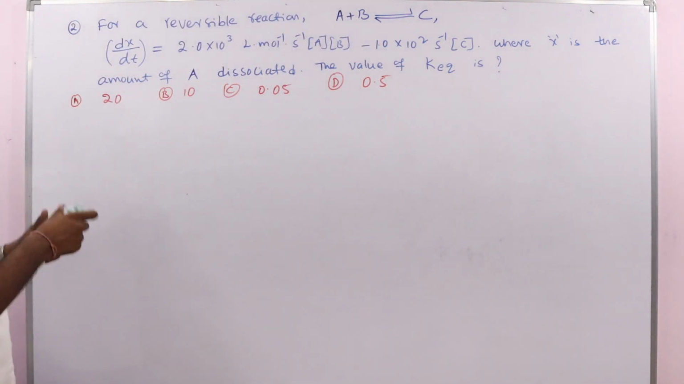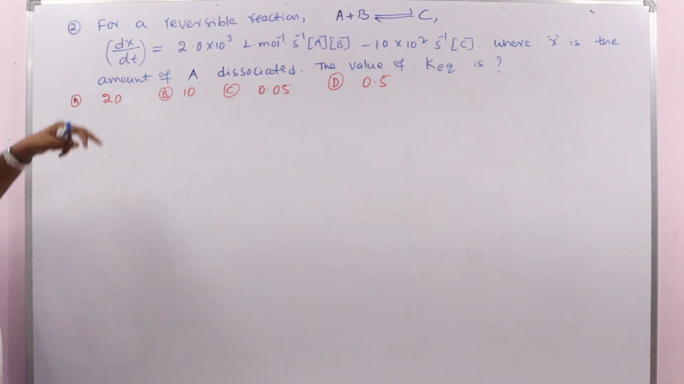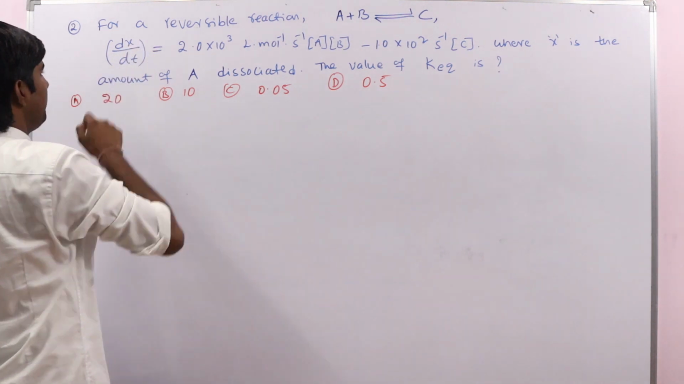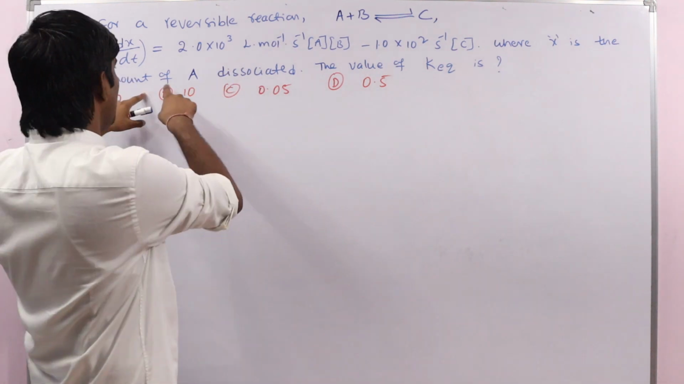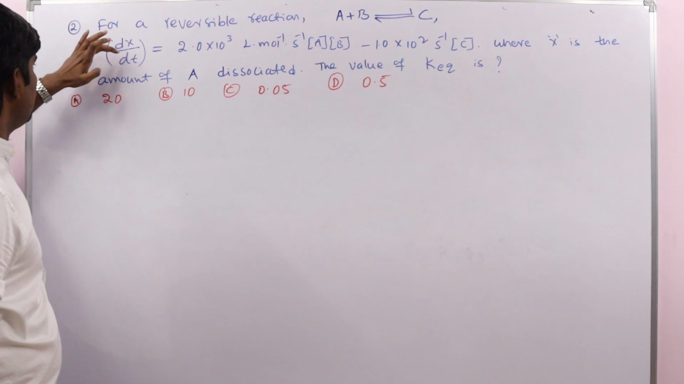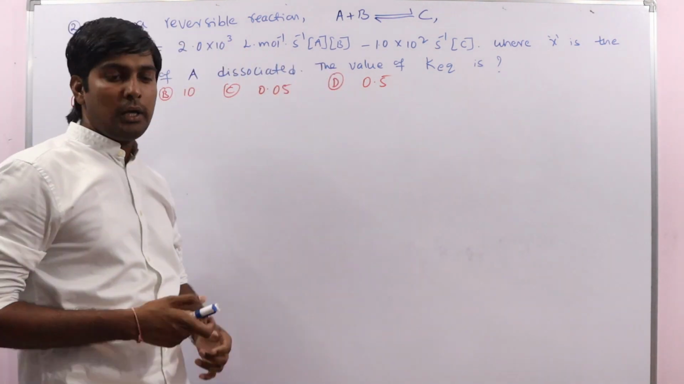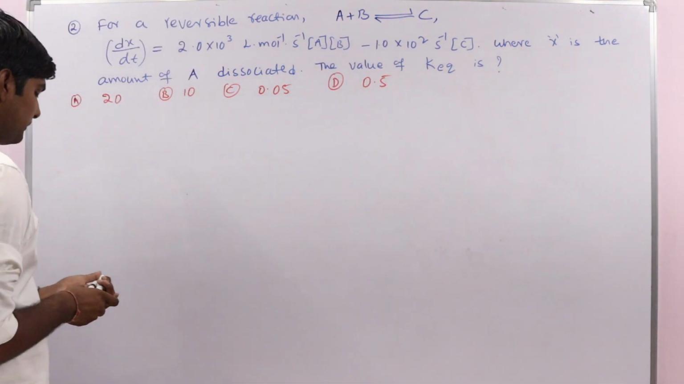So here a reversible reaction is provided, and dx by dt is nothing but the change in concentration of A with time. Yes or no? X is the amount of A dissociated, so it is the change in concentration with change in time. This equation is given. So what is the equilibrium constant expression for this?